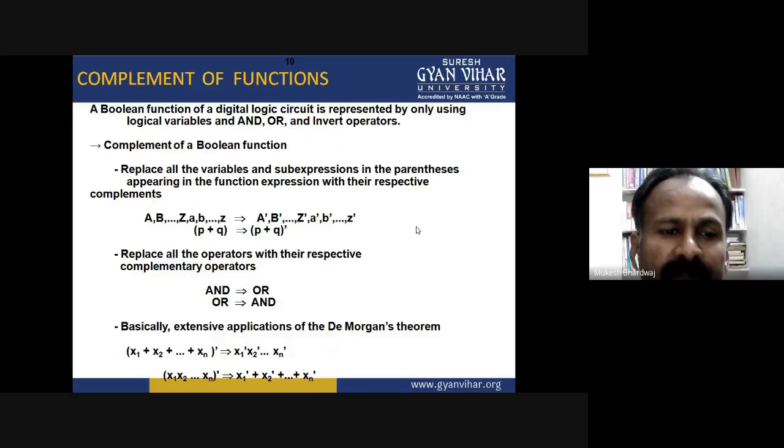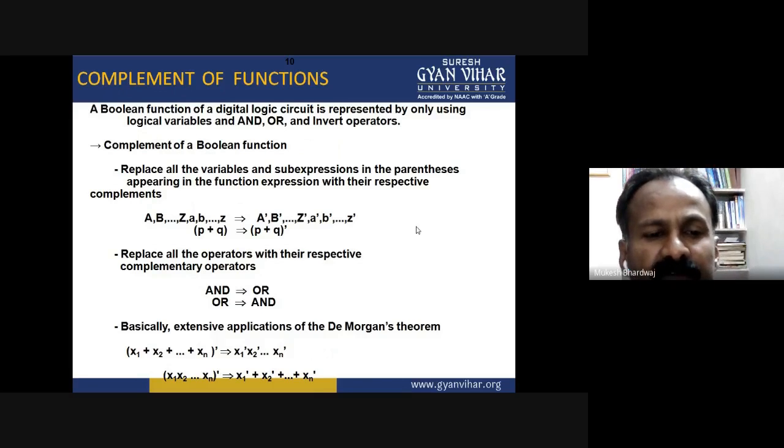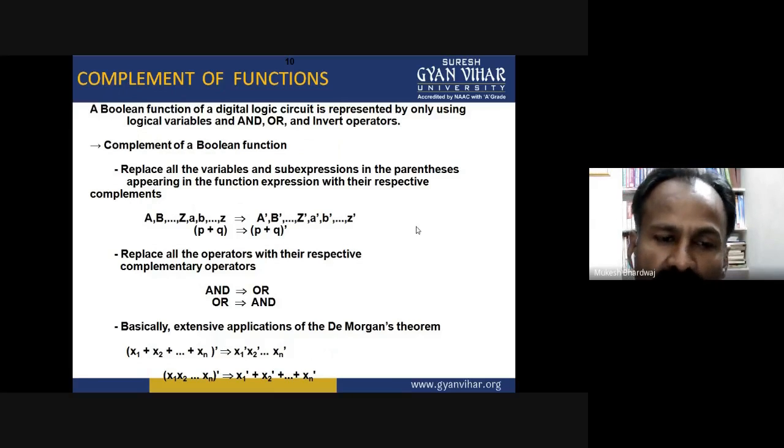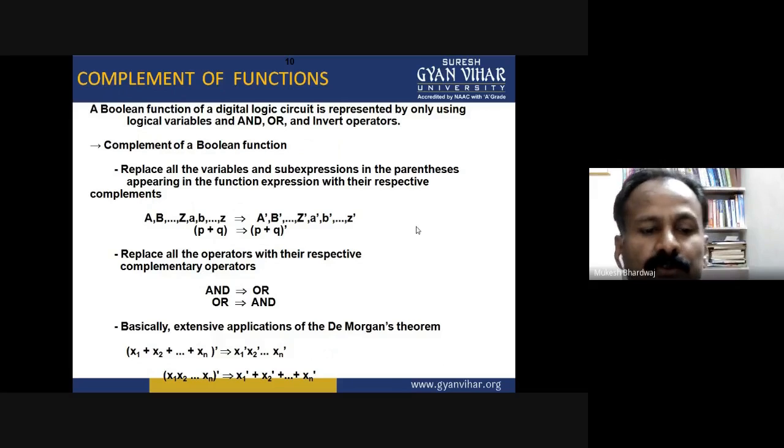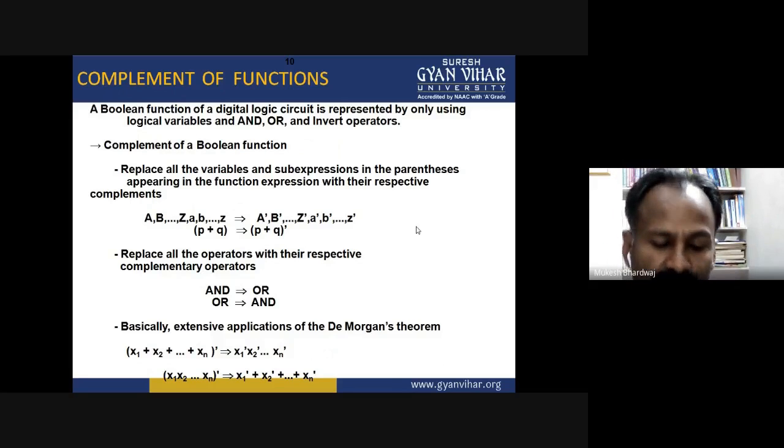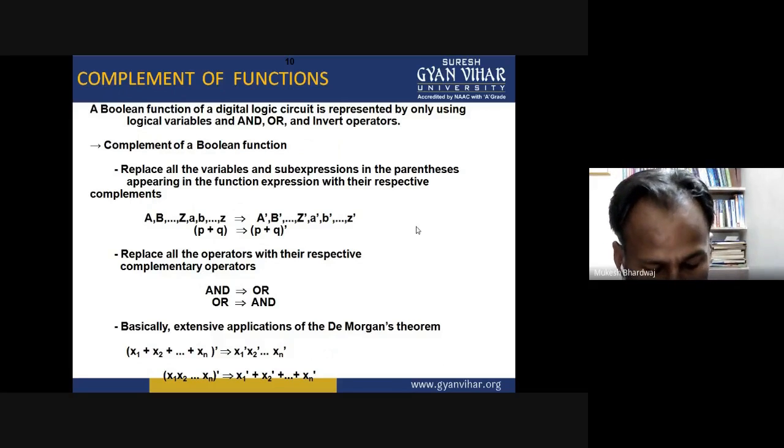Properties of Boolean algebra. Boolean algebra is a mathematical system consisting of a set of two or more distinct elements, two binary operators denoted by the symbols plus and dot, and one unary operator denoted by either a bar, that is complement. These satisfy the commutative, associative, distributive, absorption, and idempotency properties of Boolean algebra. So, commutative property, associative property, and distributive property are the properties.